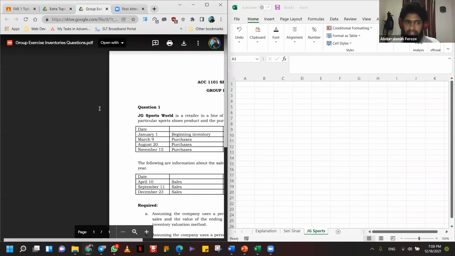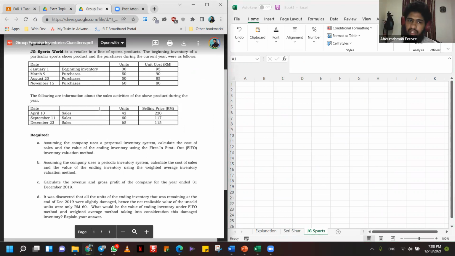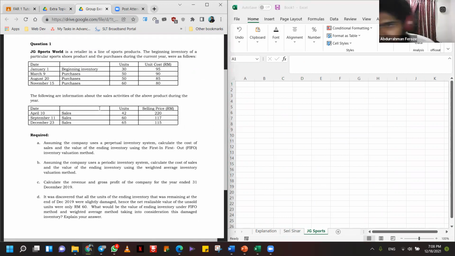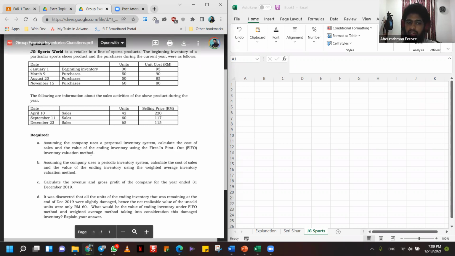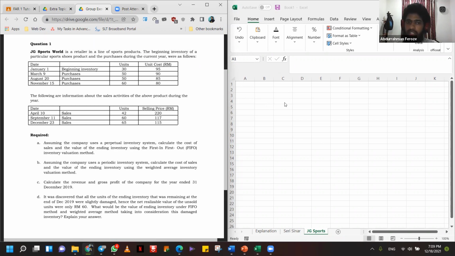So now let's move on to the next question. This was your group exercise question that I wanted to do. This is quite a little more. So this one also covers the periodic inventory system. So we'll just go through that just to make it clear. So first of all, let's look at what's required. Assuming the company uses the perpetual inventory system, calculate the cost of sales and the value of ending inventory using the first in, first out inventory valuation method. So let's do part A.